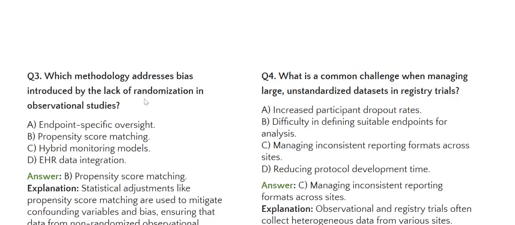Question 3. Which methodology addresses bias introduced by the lack of randomization in observational studies? A, endpoint-specific oversight. B, propensity score matching. C, hybrid monitoring models. Or D, EHR data integration. As we remember this terminology, propensity score matching, we came across it in one of the applicable examples. So B is the answer. Statistical adjustments like propensity score matching are used to mitigate confounding variables and bias, ensuring that data from non-randomized observational studies can still provide credible insights.